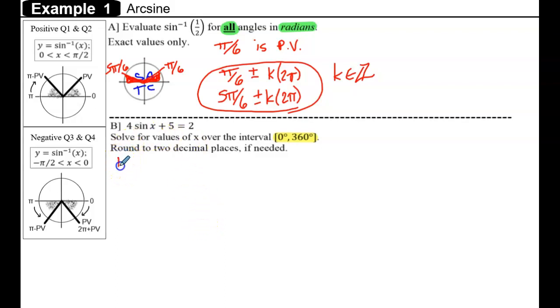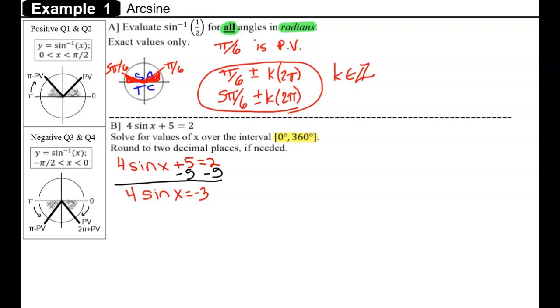Now in 1b, we're asked to solve this equation: 4 sine of x plus 5 is equal to 2. And just like any linear equation, we'll start by moving terms to the other side of the equal sign to try to isolate the function sine of x. So subtracting 5 from both sides leaves 4 sine of x equals -3.